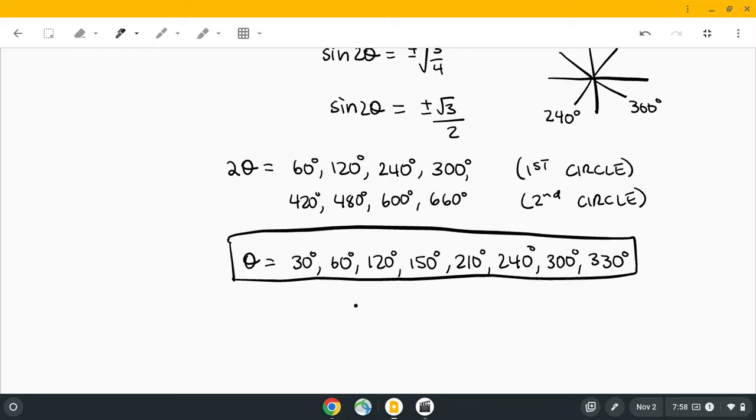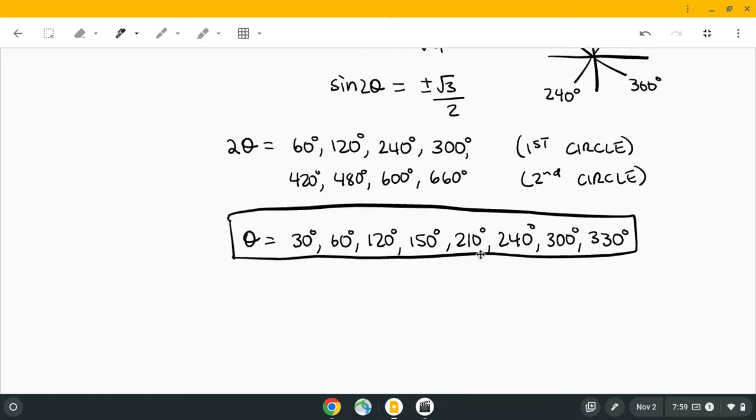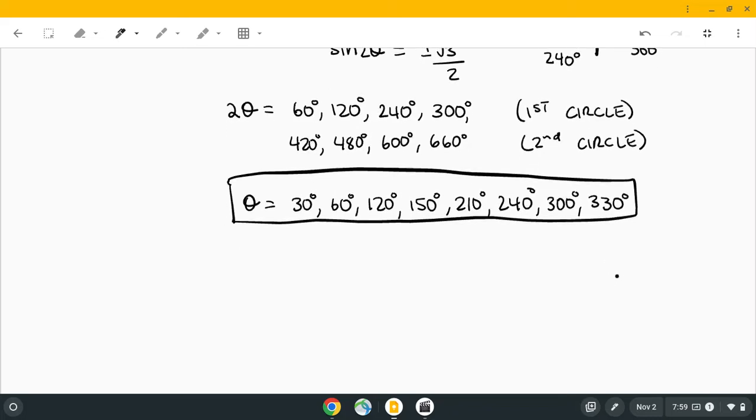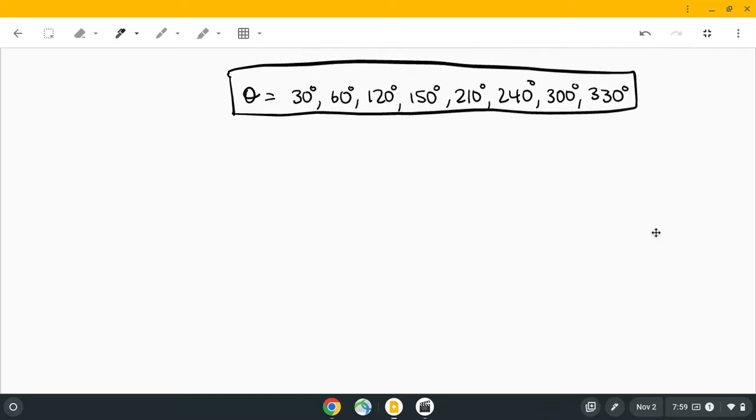Clearly, all of these angles are within our restriction. They are bounded. All of these are between 0 degrees and 360, so they all fall within the range. Okay, let's try another one.